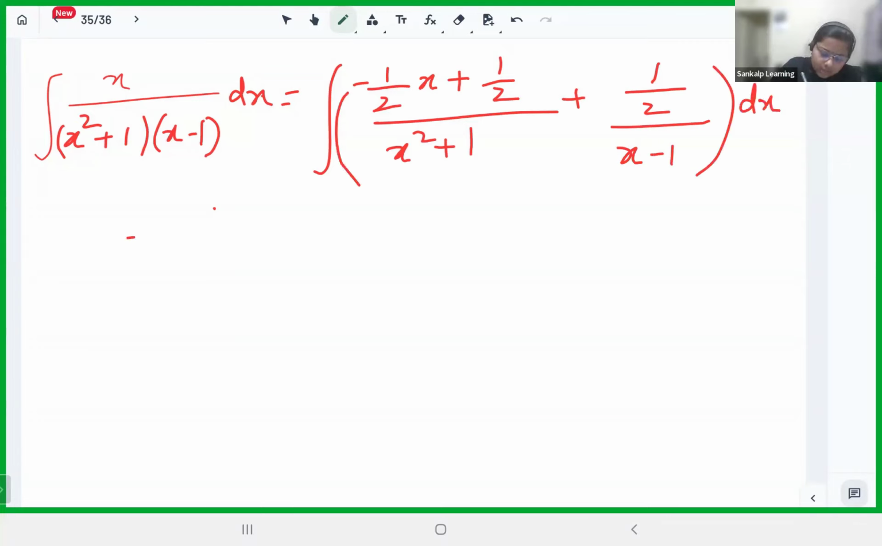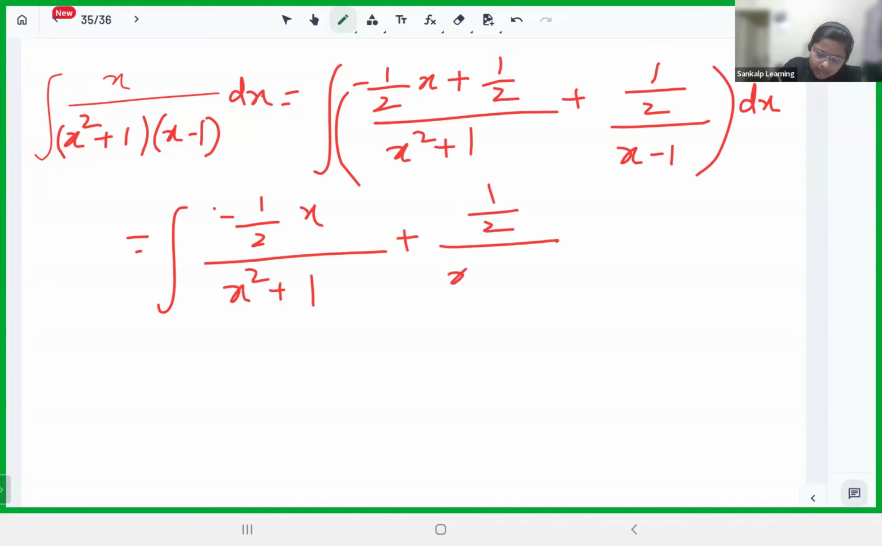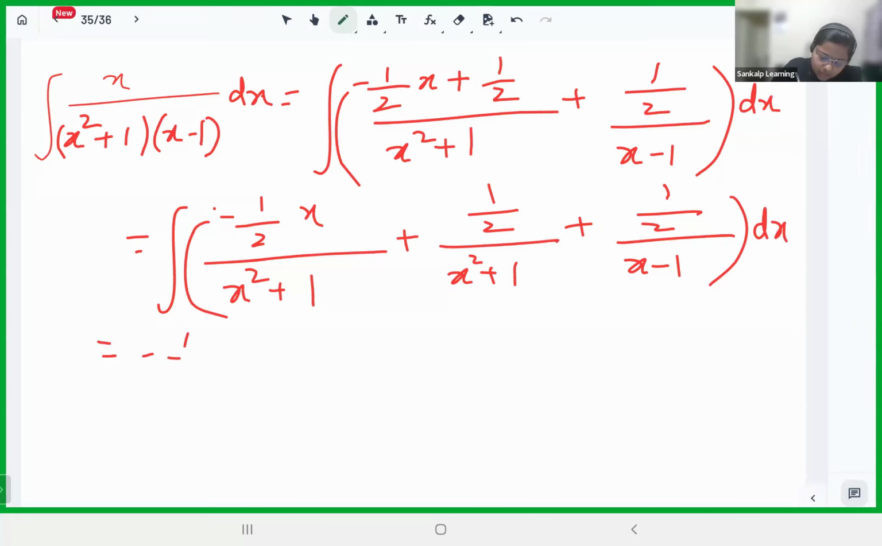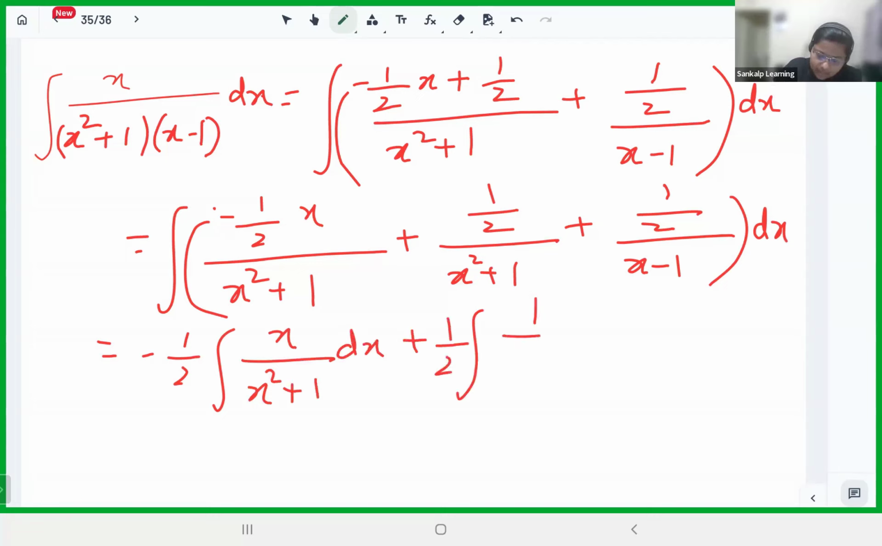Now what you have to do? You can split this one. Minus 1 by 2x by x square plus 1, plus 1 by 2 divided by x square plus 1, plus 1 by 2 divided by x minus 1 into dx. If you take this minus 1 by 2 outside, this is integral x by x square plus 1 into dx, plus 1 by 2 integral 1 by x square plus 1 into dx, plus 1 by 2 integral 1 by x minus 1 into dx.